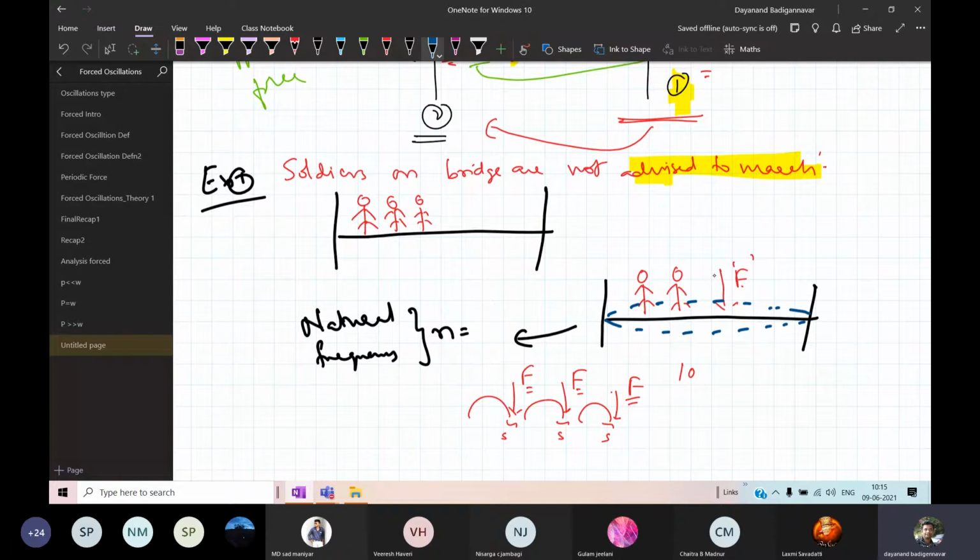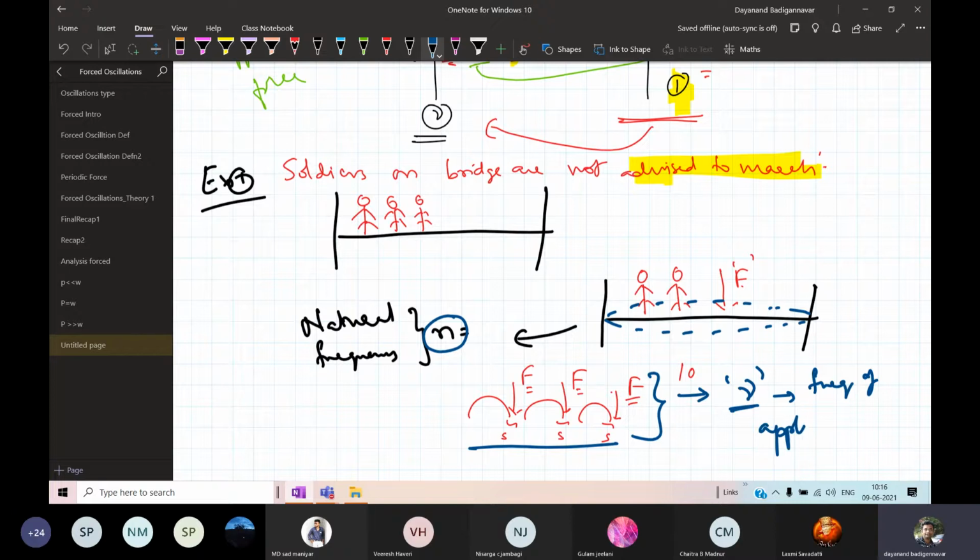Now, what is the natural frequency of the bridge? It is taken as n. The soldiers are marching with a certain frequency of the force. That frequency is taken as mu. This is the frequency of application of force on the bridge due to marching, at the rate of mu.